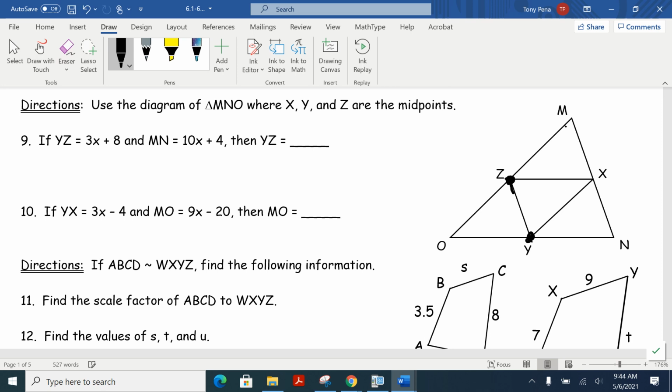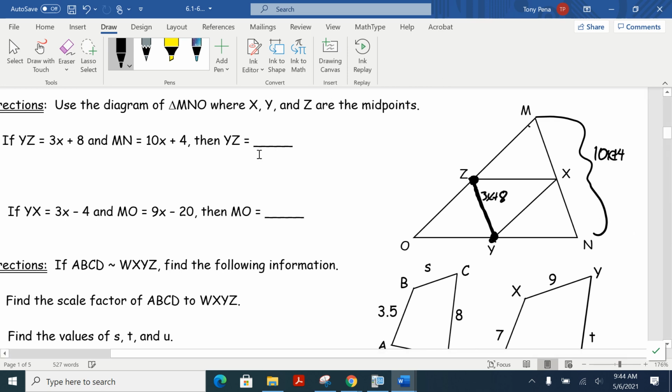Because I drew it wrong. So let's do YZ. I was hoping I screwed up, and I did. So good for me. So this is a 3x plus 8 here. That's YZ. So definitely label that. And then MN, this whole side is 10x plus a 4. All right, now we can solve this.